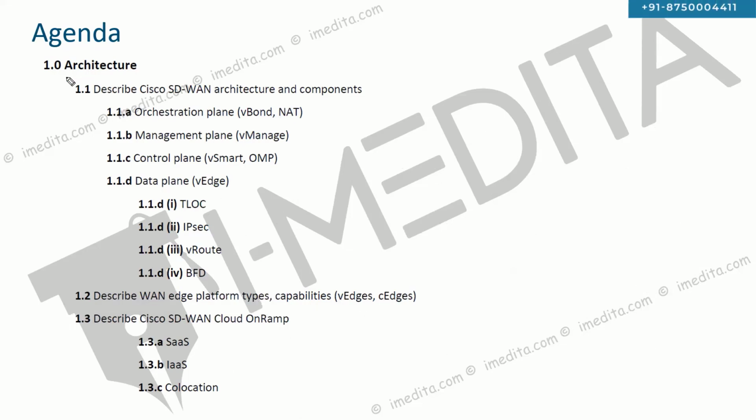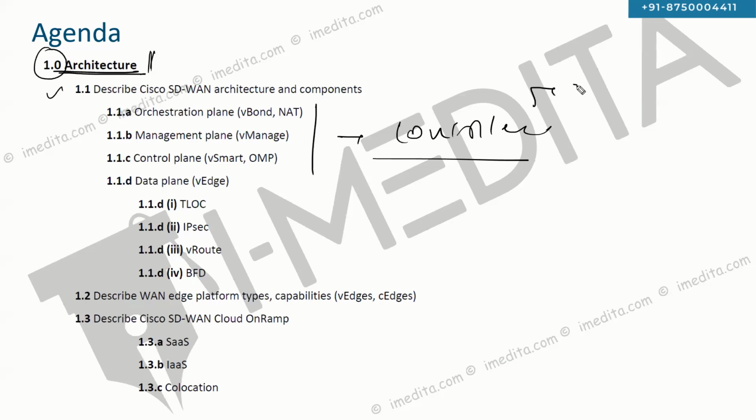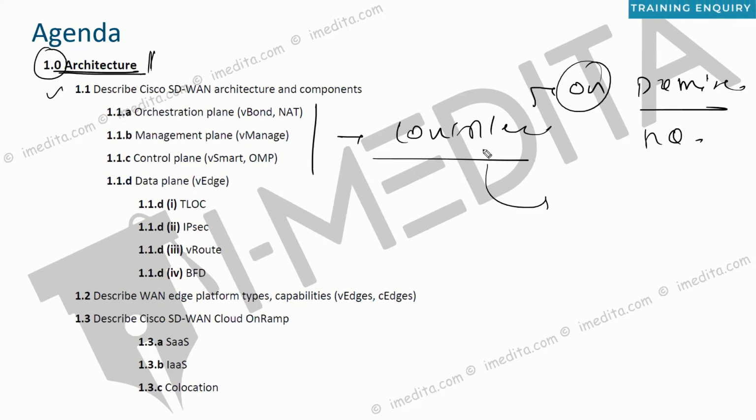Once we are done talking about all those things, this will complete the architectural point of this Cisco SD-WAN. Once we are done discussing this SD-WAN architecture, then we'll talk about deployment of the controller. How can we deploy the controller on premises, like in your data center, in your headquarters, somewhere in your network, and how can we deploy the controllers on cloud?